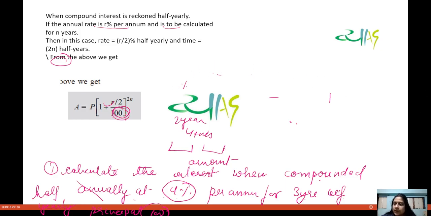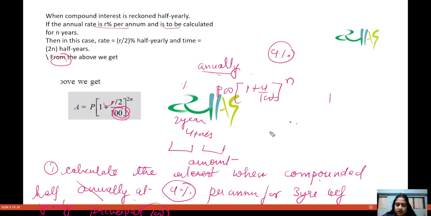So when we are calculating annually at 4% per annum, we can put this formula: 100 into 1 plus 4 divided by 100, to the power n, and I have taken 3 here. So this will be 1 by 25. So this will be 100 into 26 into 26 into 26 over 25 into 25 into 25. Now you see this calculation is not easy at all. So we will not calculate by this method.